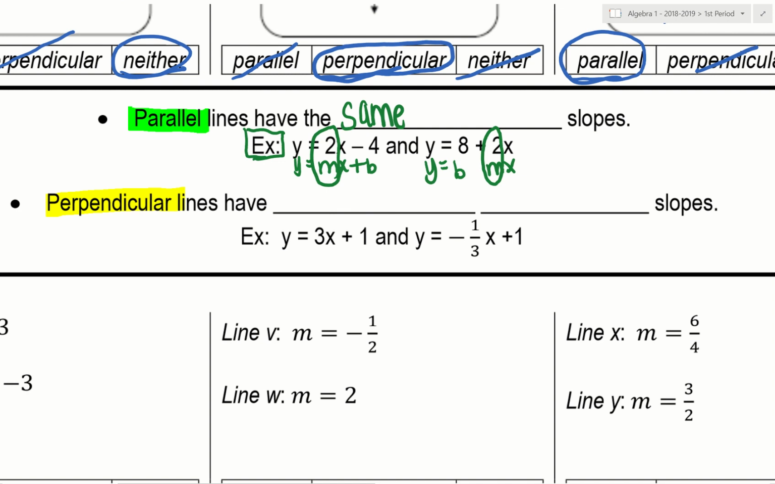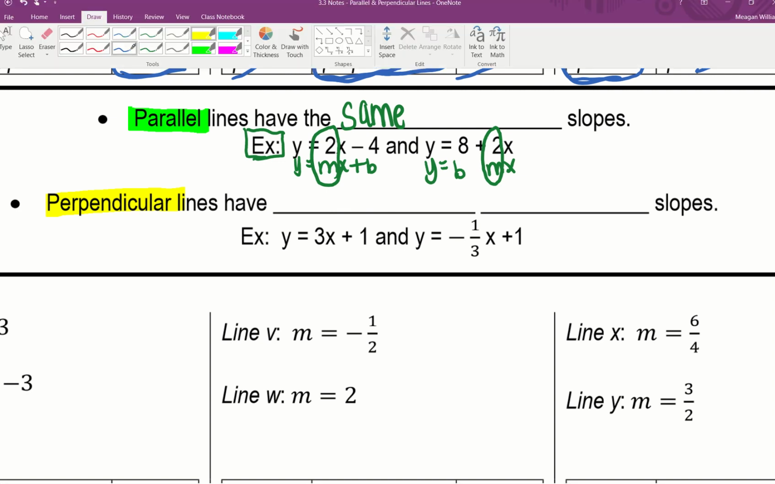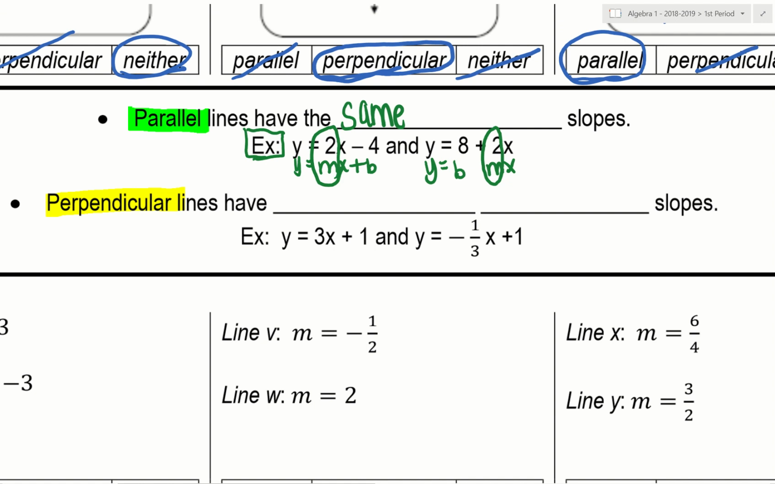Perpendicular lines are kind of cool. They're a little bit different. These are words you are going to have heard before, but they're just different. You might not understand them. So perpendicular lines are going to have opposite reciprocal slopes.